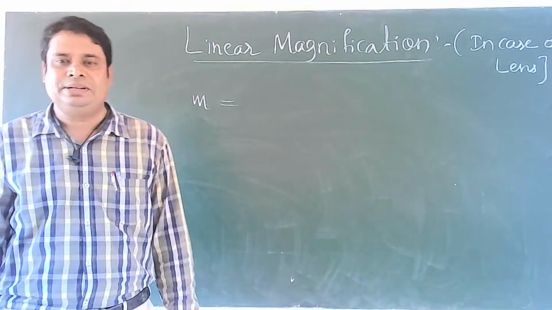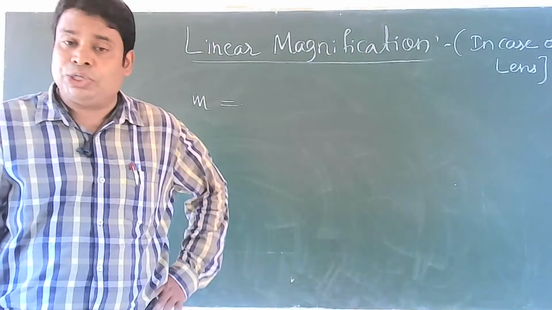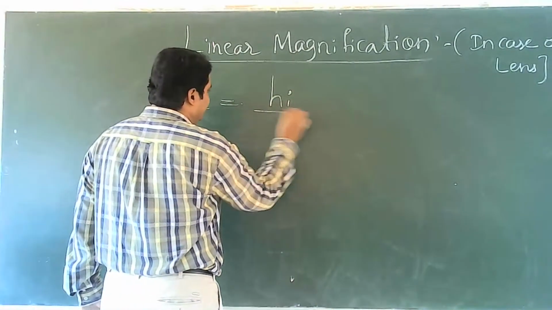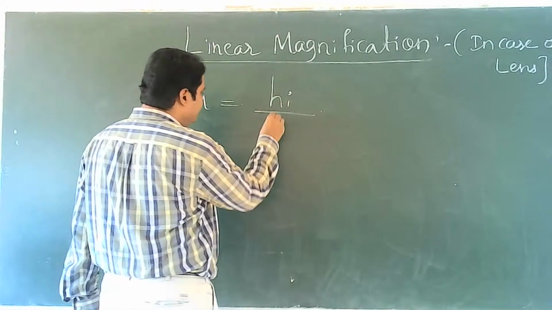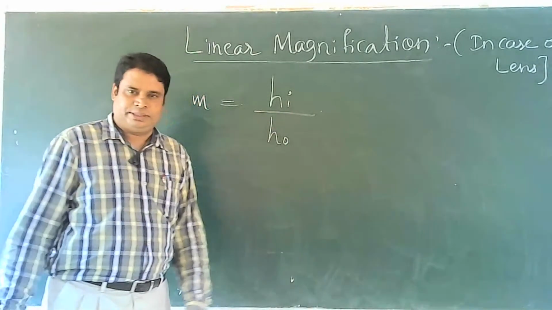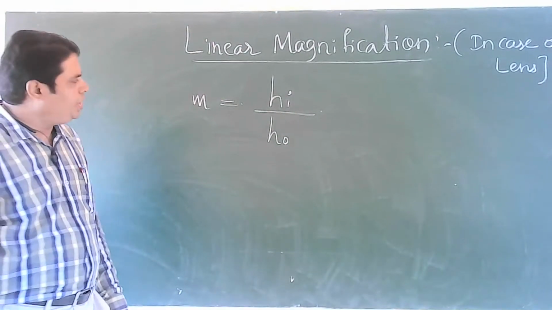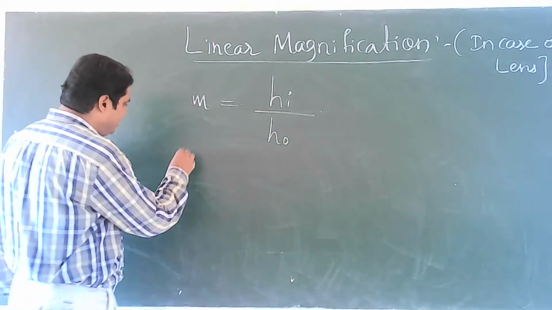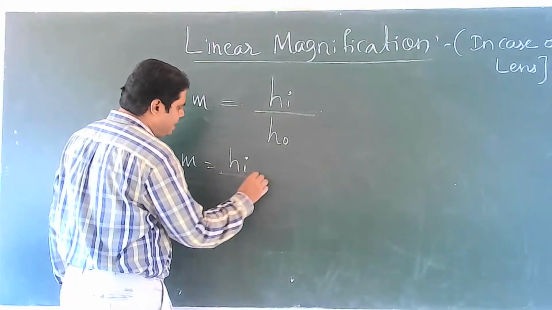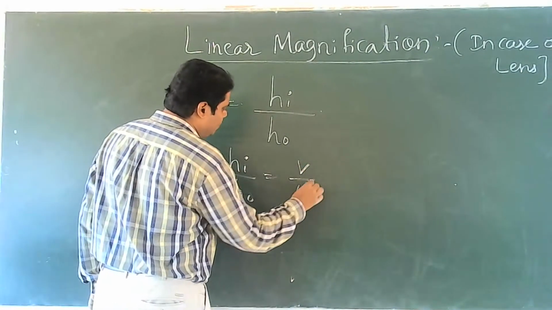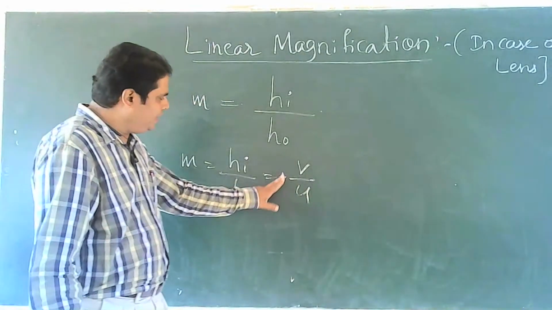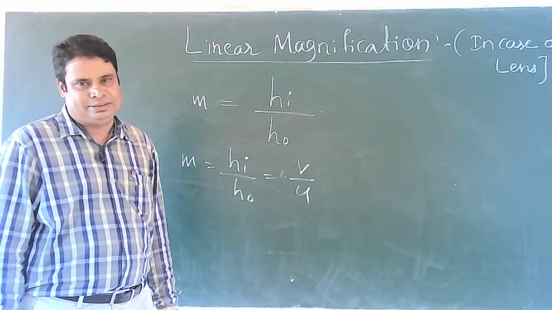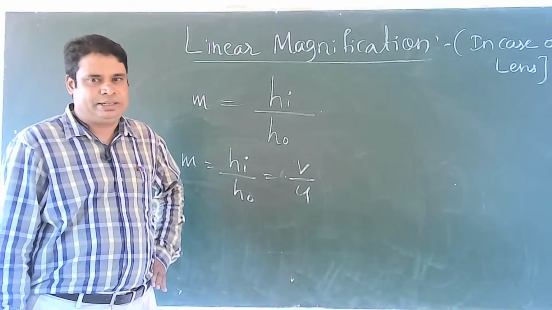Here too, in case of lens, the same definition. Linear magnification is defined as the ratio of image height (HI) to object height (HO). Or simply we can write M is equal to HI by HO, also V by U. Please remember, what is V by U? Image distance by object distance.